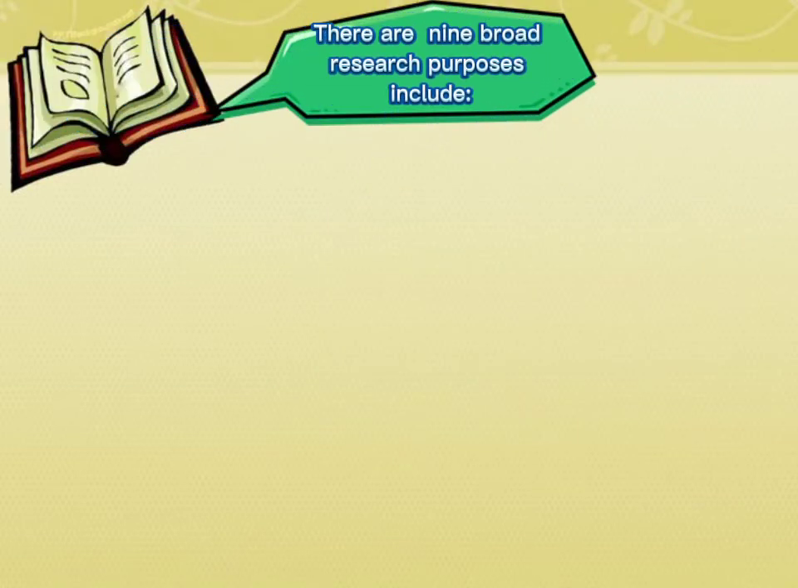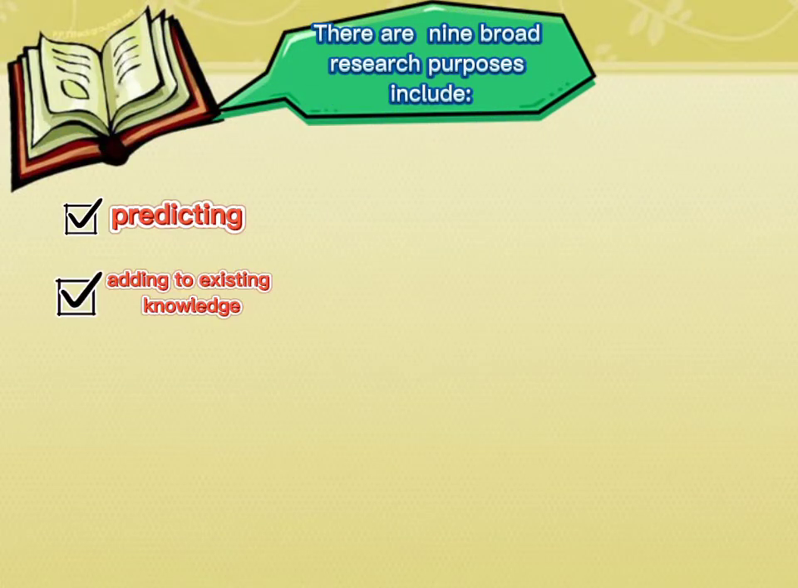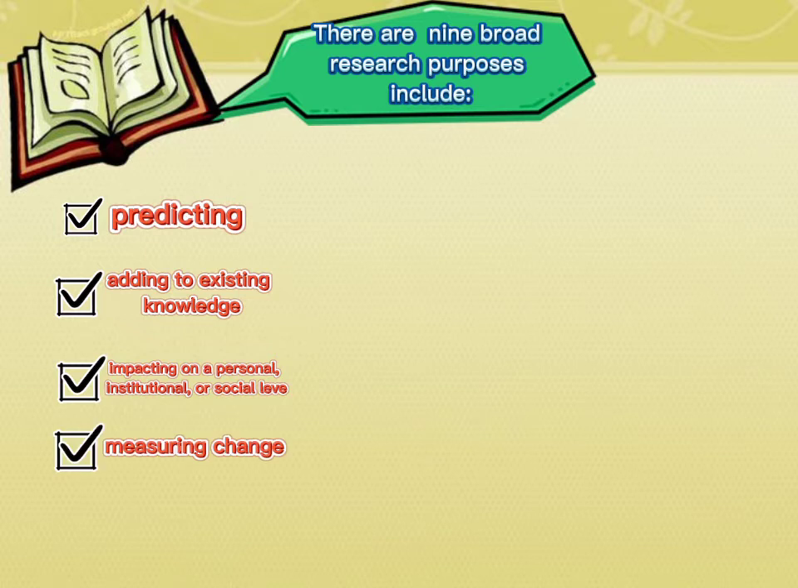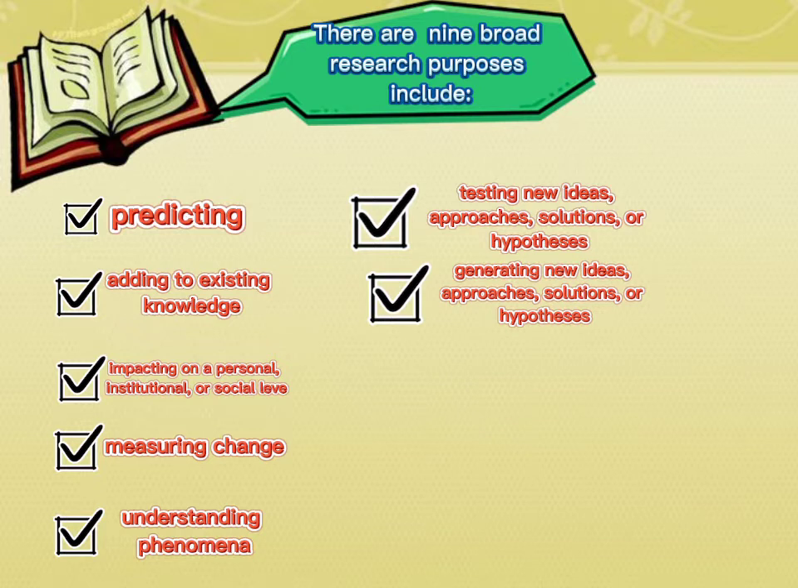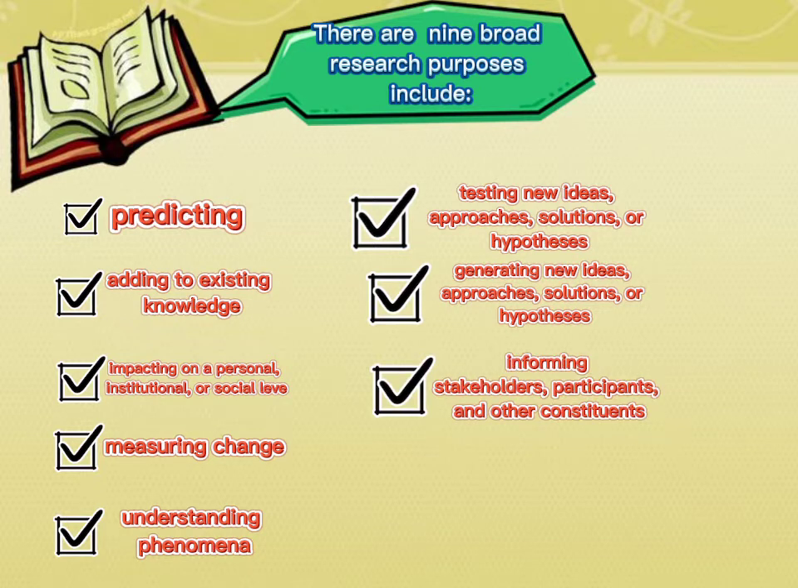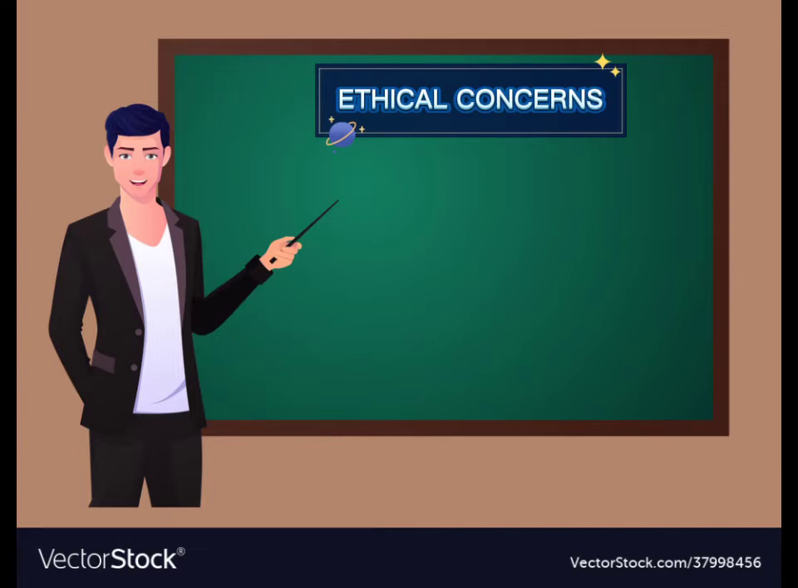There are 9 broad research purposes: predicting, adding to existing knowledge, impacting on a personal, institutional, or social level, measuring change, understanding phenomena, testing new ideas, approaches, solutions, or hypotheses, generating new ideas, approaches, solutions, or hypotheses, informing stakeholders, participants, and other constituents, and examining the past.